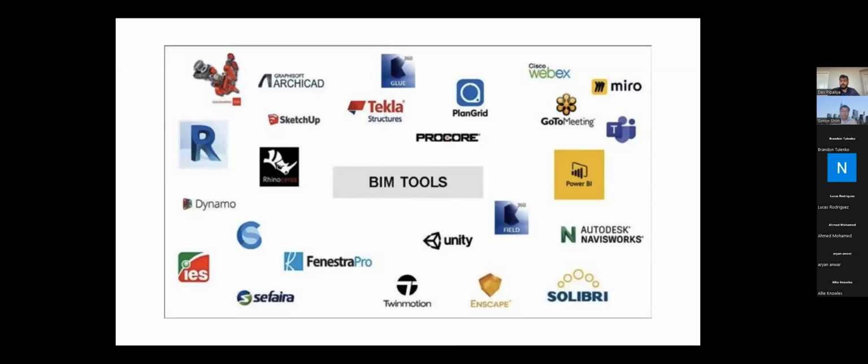Okay, so there are multiple ways to build a model. Of course, it again depends. If you're in structure, you would probably use Tekla. If you're an architect, you would probably use Revit. So there are a lot of softwares.